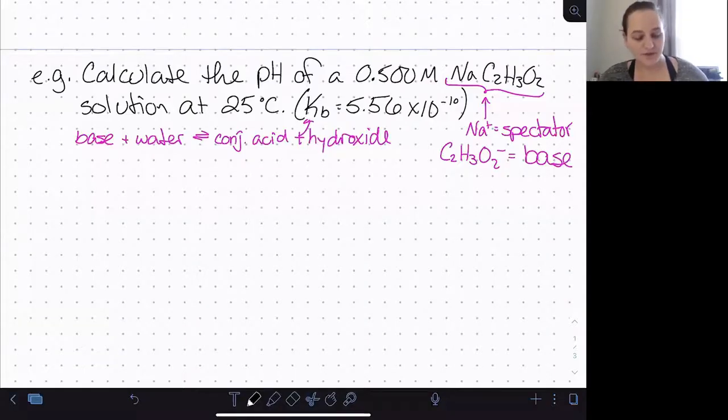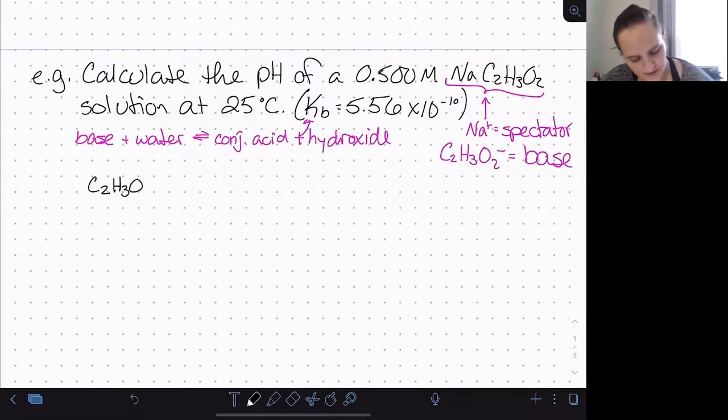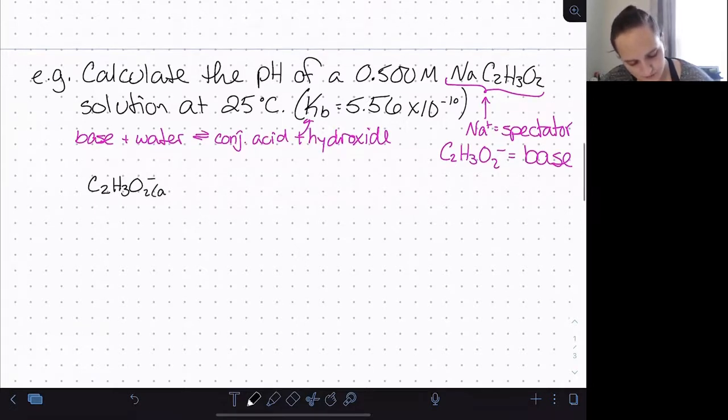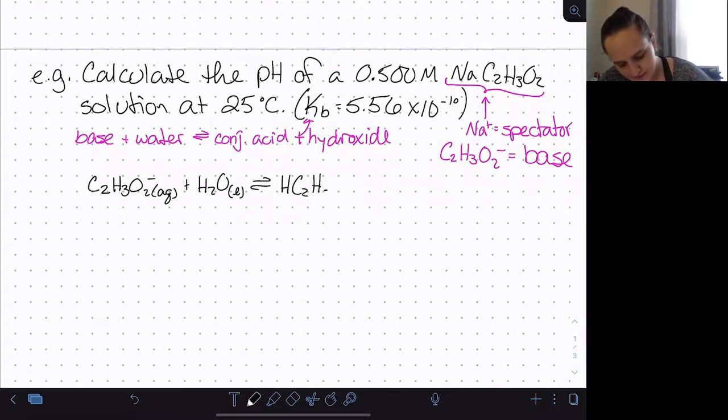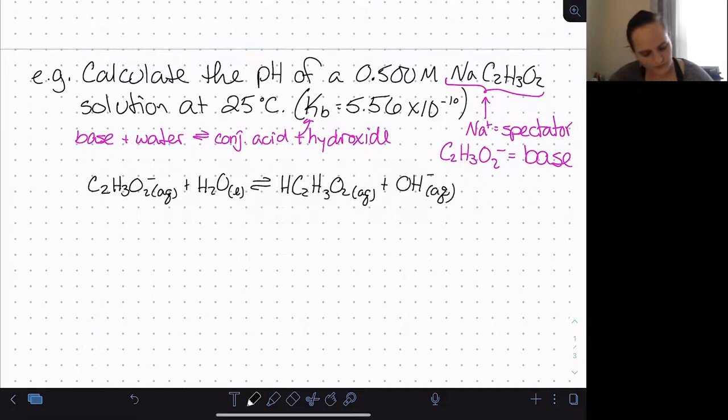So the first thing we want to do is write our reaction. Our base is the acetate ion, which is going to react with water to produce the conjugate acid of acetate, which is acetic acid, along with hydroxide ions. And we can set up our ice table for this reaction.